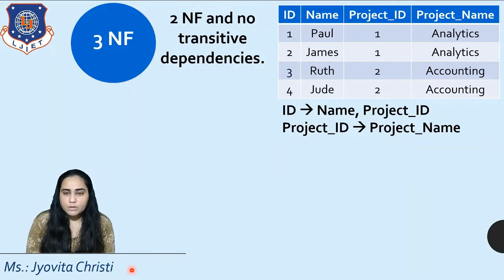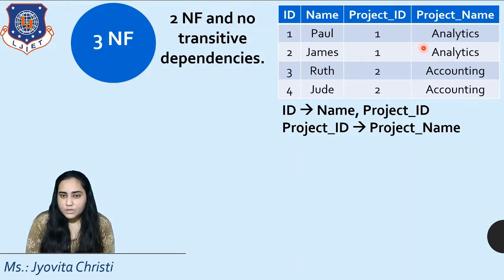And you can see the redundancy, which is duplicate data, which is present in this table. You can see analytics is coming twice, accounting is coming twice. And every time you want to add a person working on analytics, you will have to repeat analytics. And so this goes on.